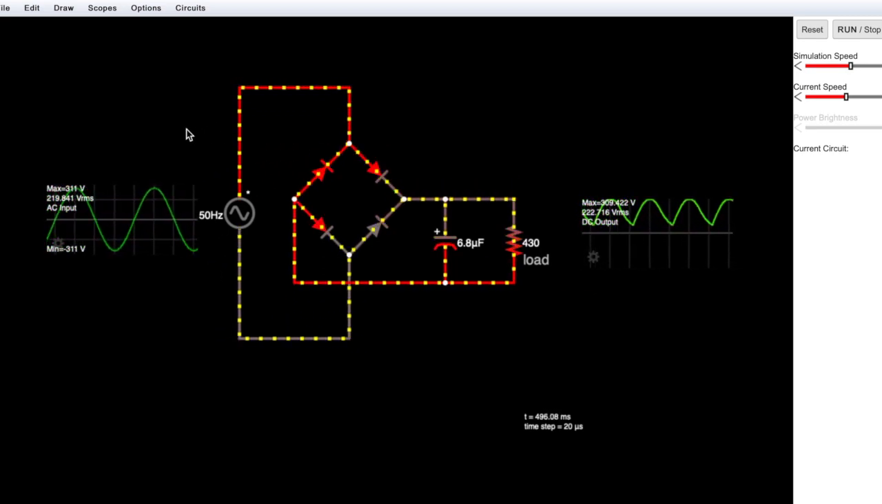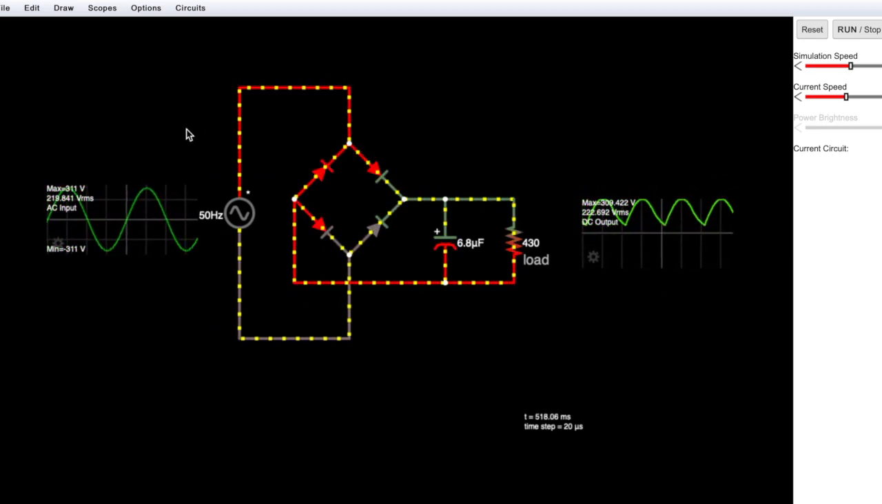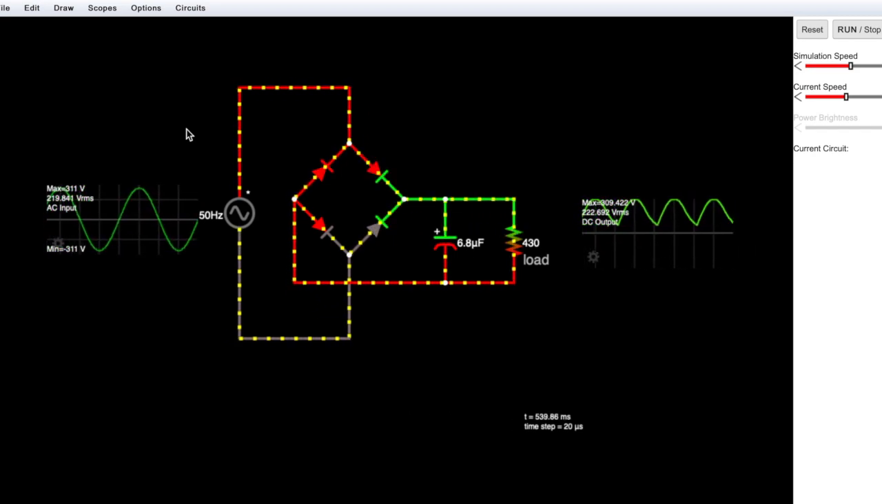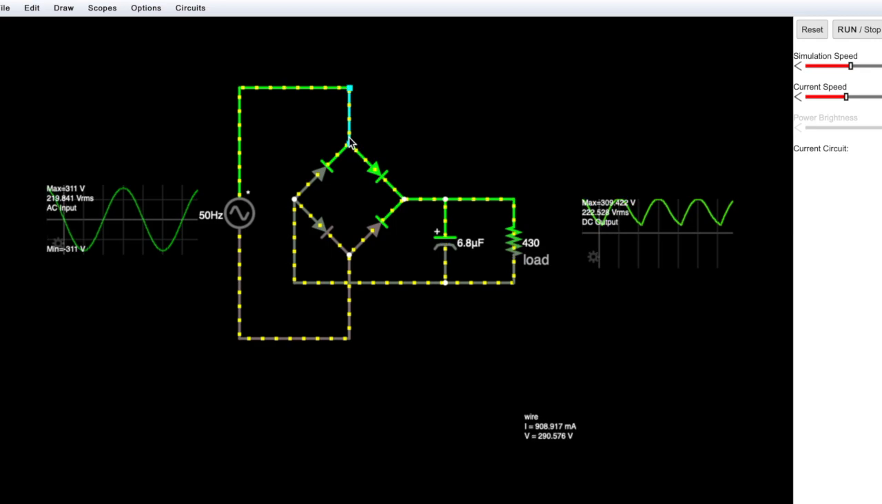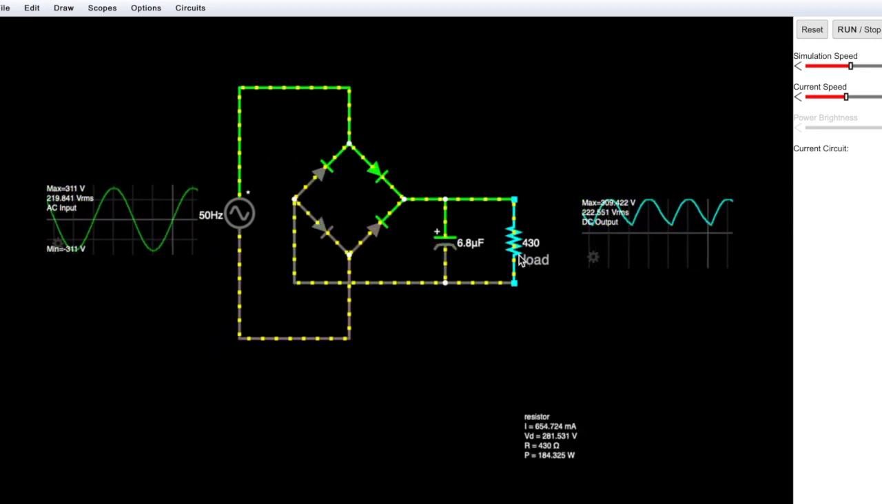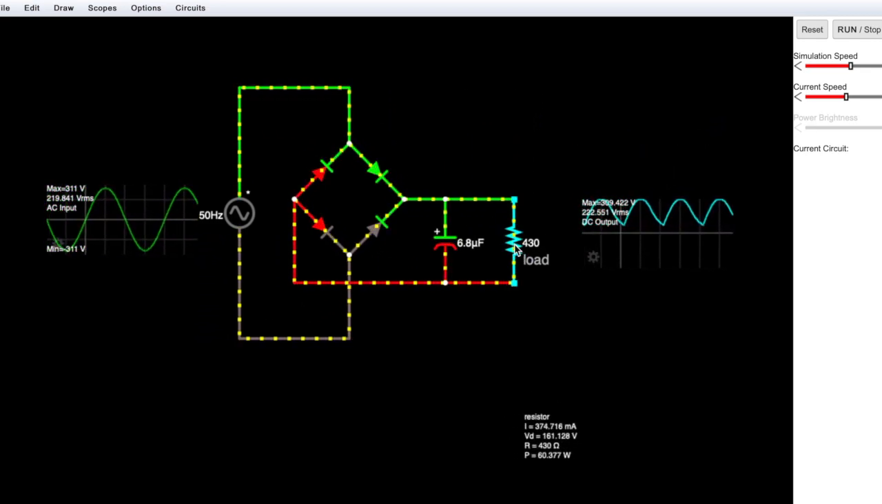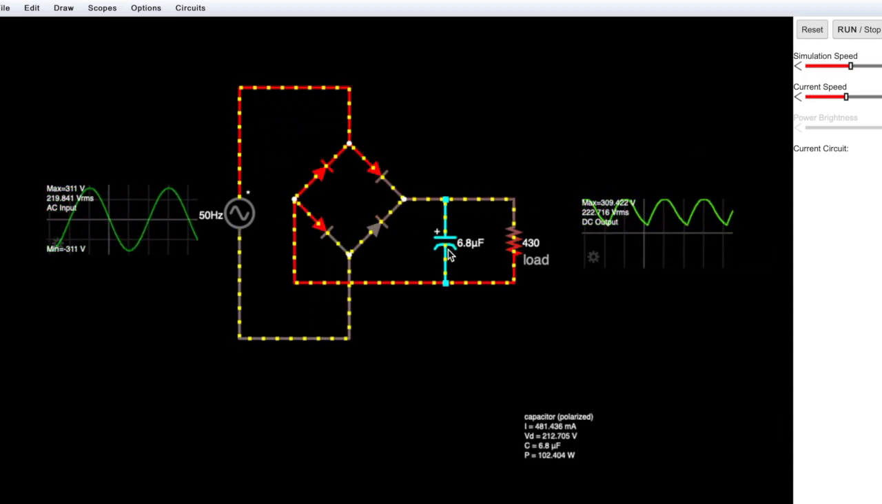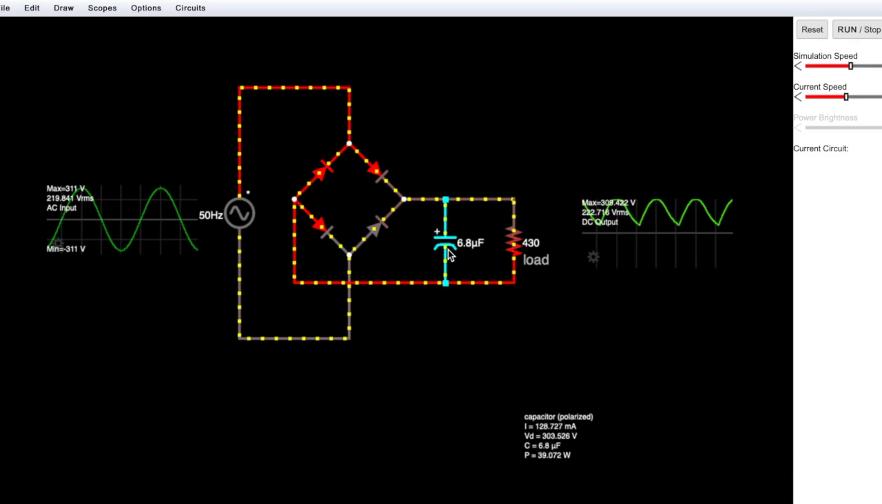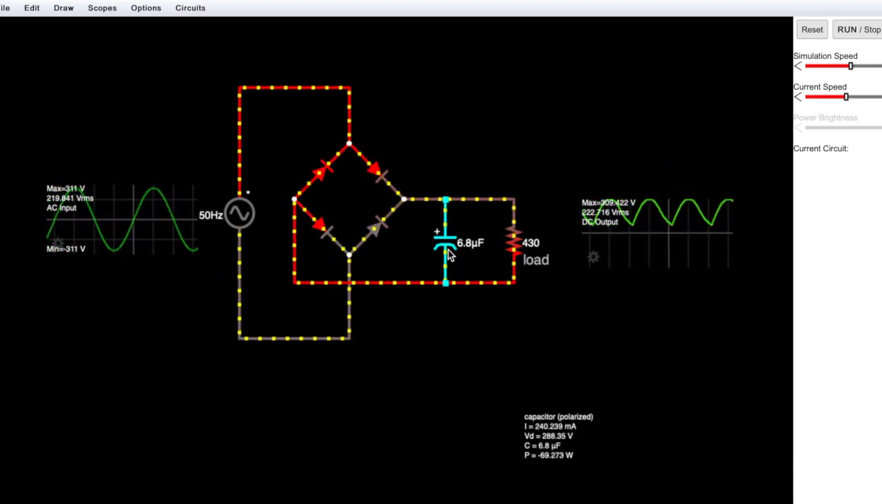As the input is AC, you will see the top and bottom half of the input circuit alternate between green and red. As the diodes allow current to flow in only one direction, the bridge arrangement can make sure that irrespective of the input direction, the output current always flows only in the same direction. The capacitor here is used as a filter to reduce the ripples on the output current.